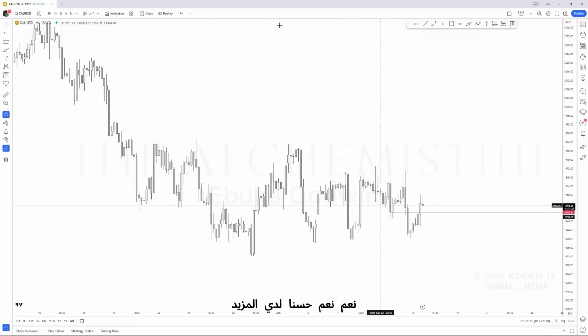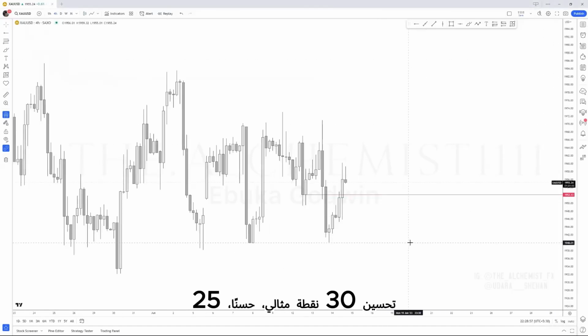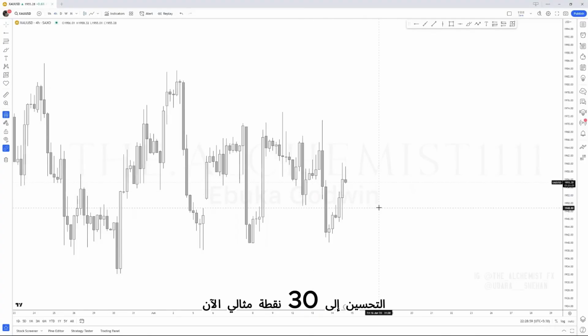I have some more questions actually. I wrote down a bunch. When I see you do refinement, when you refine the H4, how far in terms of pips does it have to be? A 25 to 30 pip refinement is perfect.